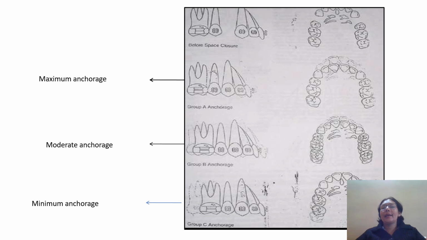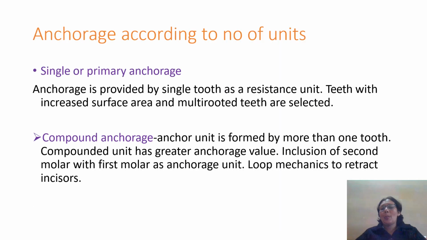You can see in this diagram, in the first figure, the premolar has been extracted. In the next figure, there is more than 75% movement of the anterior teeth and very negligible movement of the posterior teeth. That is group A anchorage. Group B is where the same amount of movement happens for both anterior and posterior segments, 50-50%. In group C, there is a maximum movement of the posterior segment, and the anteriors are moving backward negligibly. So this is an example of group C or minimum anchorage.